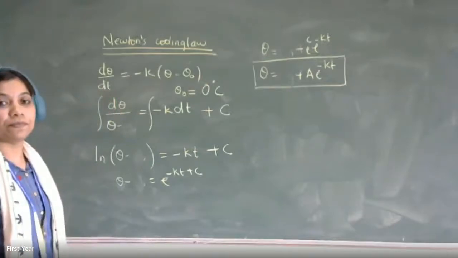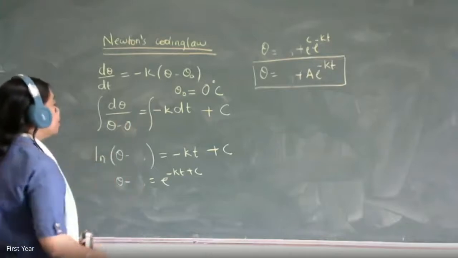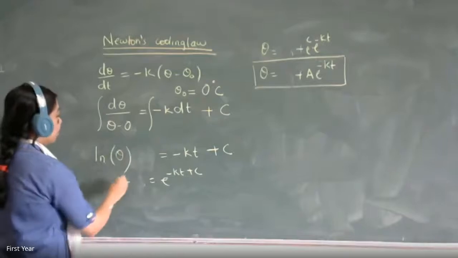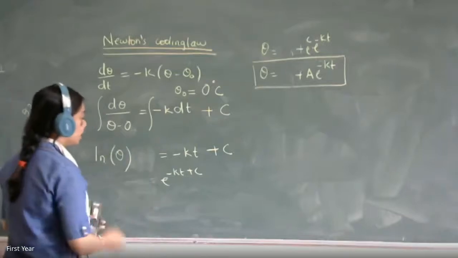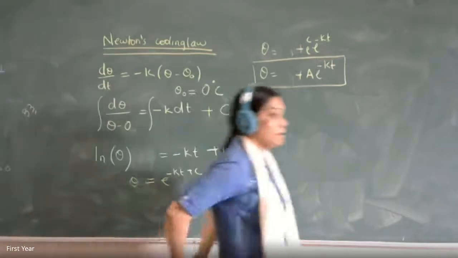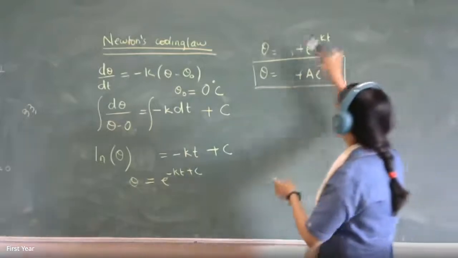Is it okay? Clear? And therefore there won't be any theta naught. So it is theta minus 0, and therefore it is just theta here. And therefore theta is equal to e raised to minus kt, and so theta is equal to A e raised to minus kt. That's your answer.